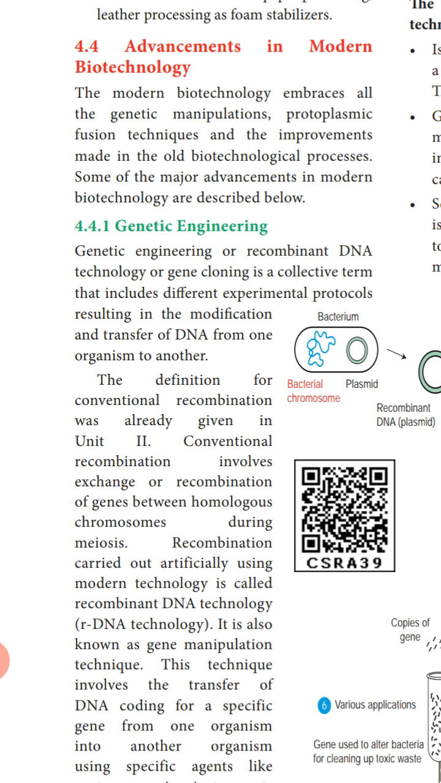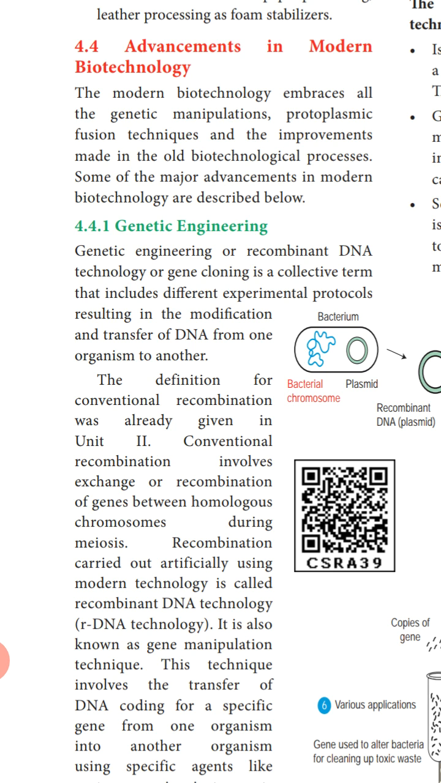Here, what is being done is we are modifying one organism's genetic material by the transfer of a desired gene from one organism into another organism. The conventional recombination techniques we have already studied. It involves the exchange of genes, or recombination of genes, between the homologous chromosomes in meiosis cell division.